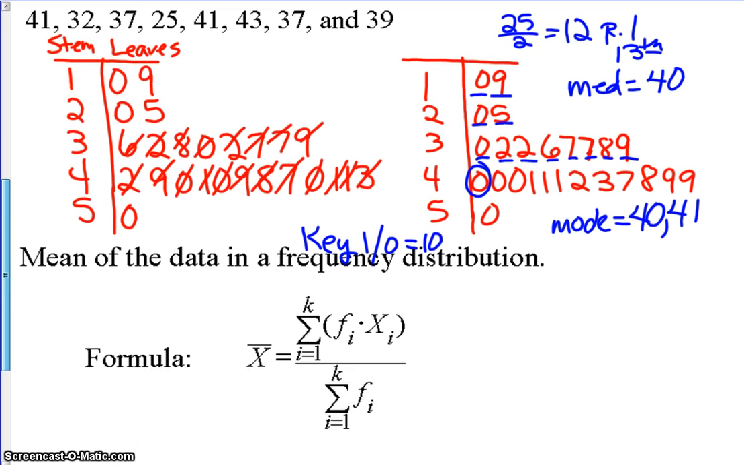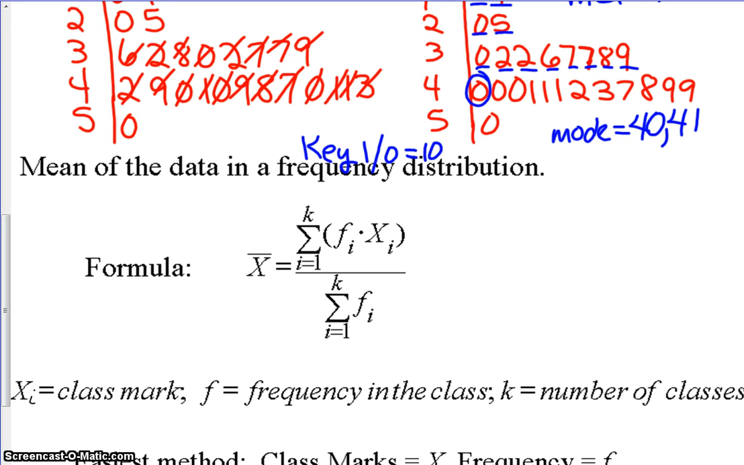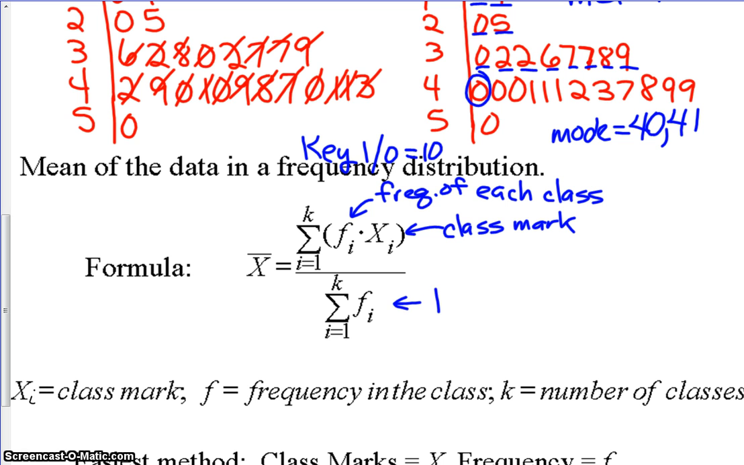The next thing we're going to look at is the formula for the mean of the data in a frequency distribution. In this case, classes become very important because we don't know exactly what the numbers were within that category. So we use the class mark. Here, f sub i means the frequency of each class, and x sub i means the class mark for each class. And in the denominator, it means the total pieces of data. So we're still going to be adding up the data and dividing by the total pieces of data.